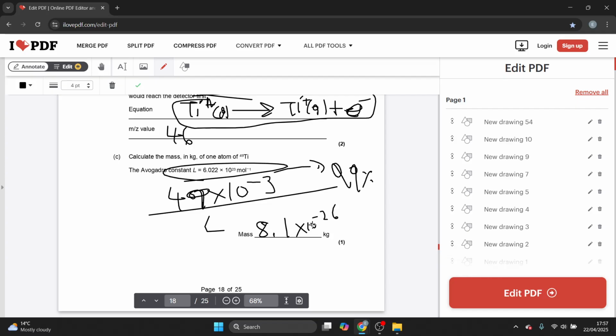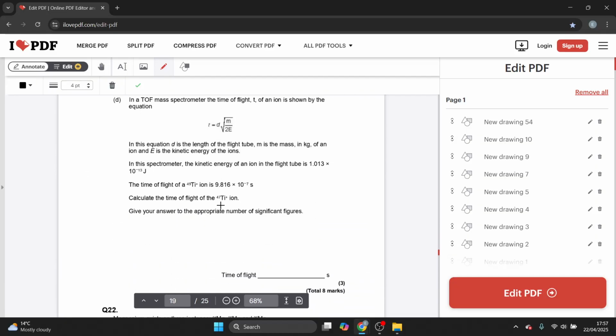But be careful though. So I would just convert that: 49 times 10 to the power minus 3. It looks like 4.9, doesn't it? There you go, so 0.049. Just be careful, that's what I'm saying. Calculate the time of flight of this.